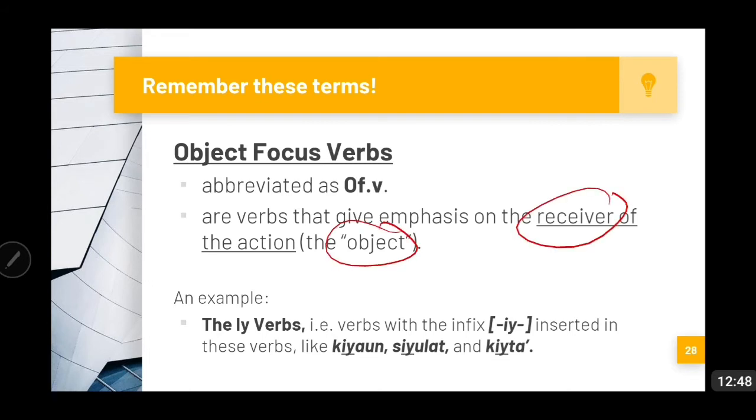So an example of an object focused verb is the e-verbs. There are different object focused verbs, but we will introduce only one group here, the e-verbs. We also coined this term e-verbs for the first time in this lesson. E-verbs are verbs with the infix e inserted in between the root verb. For example, we have the verbs kiaun, siulat, and kita. As you can see, all of them have that infix iy. That's why we call them e-verbs.